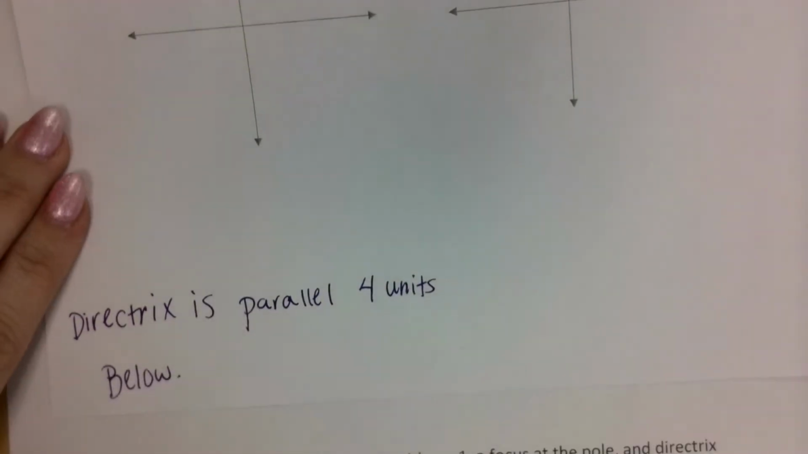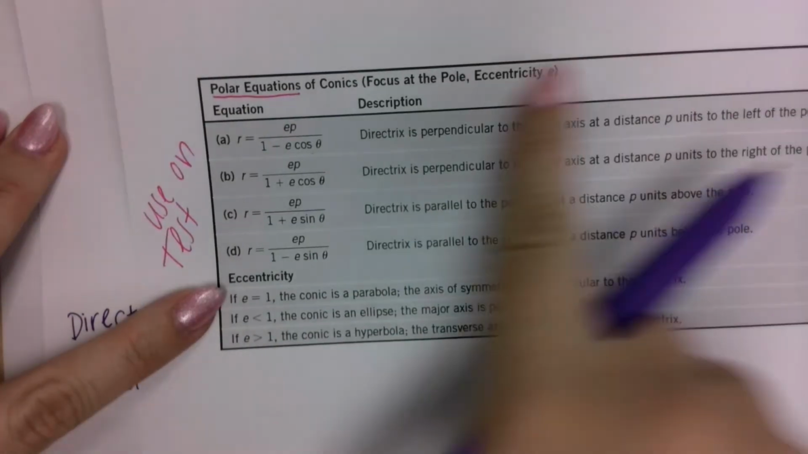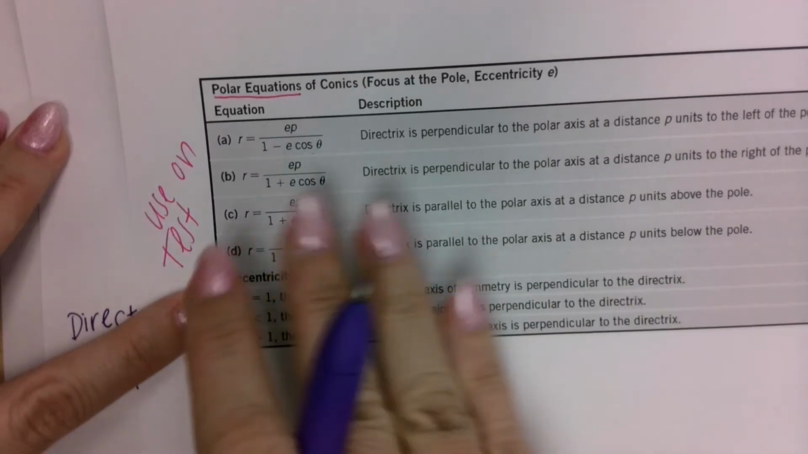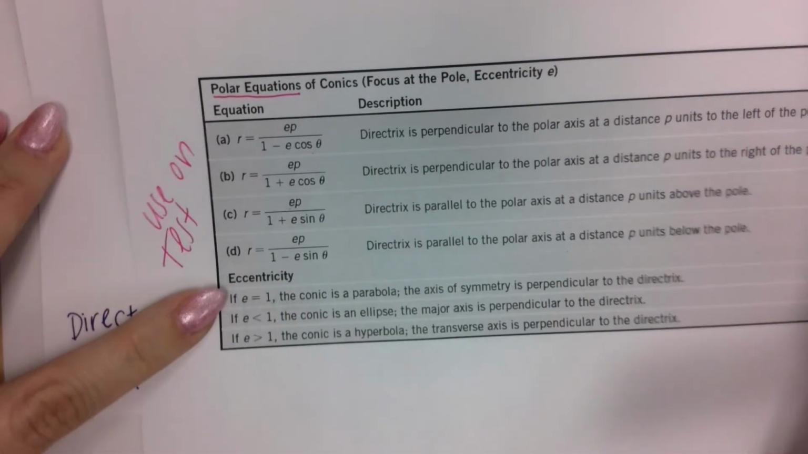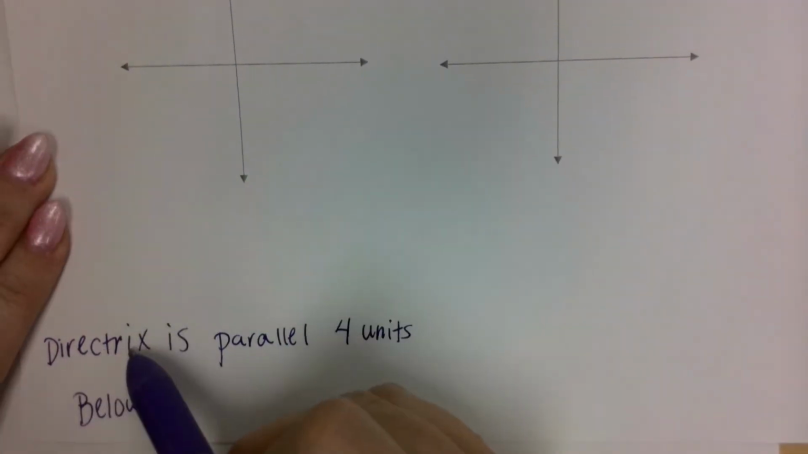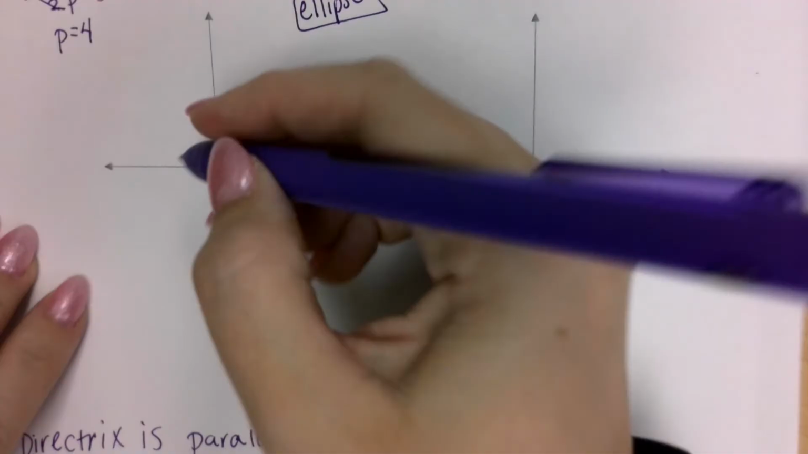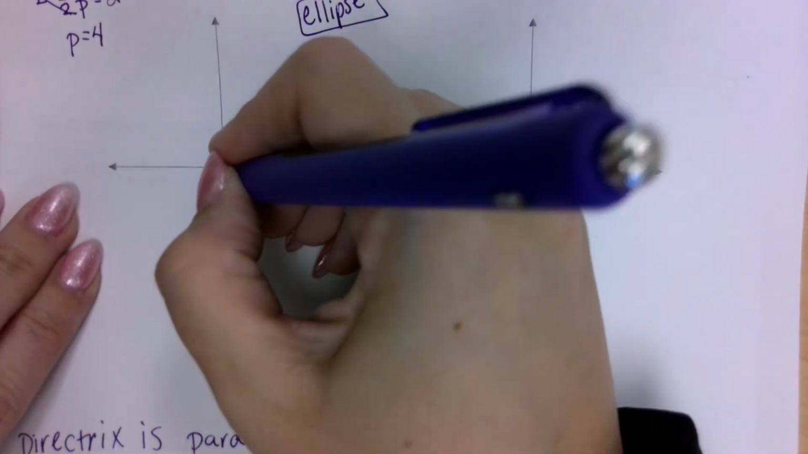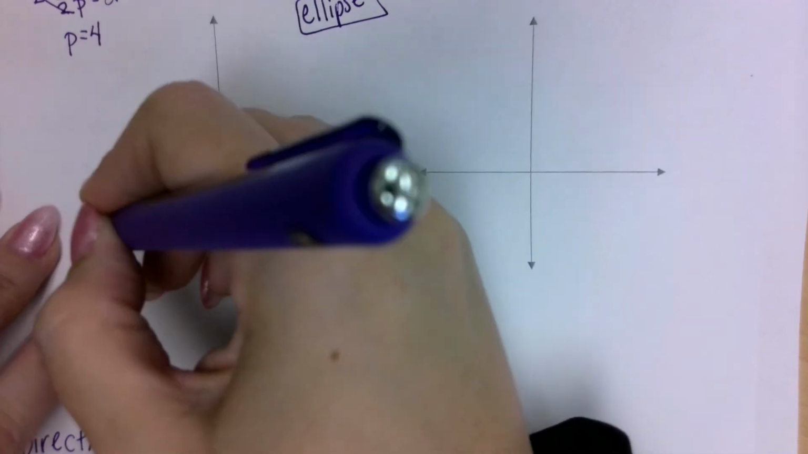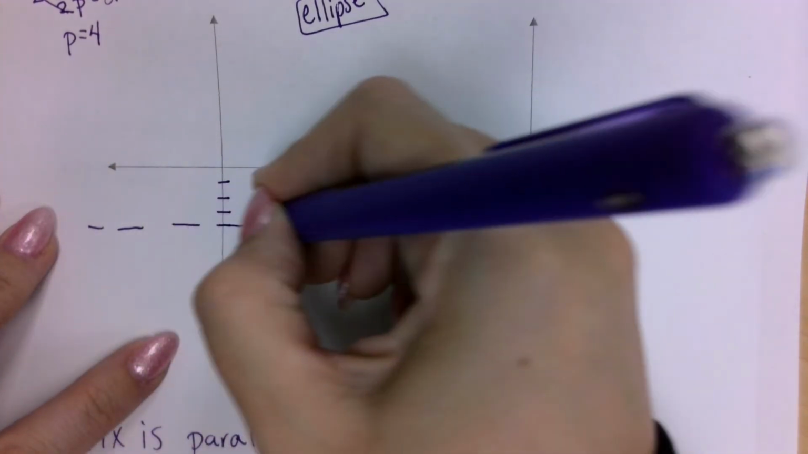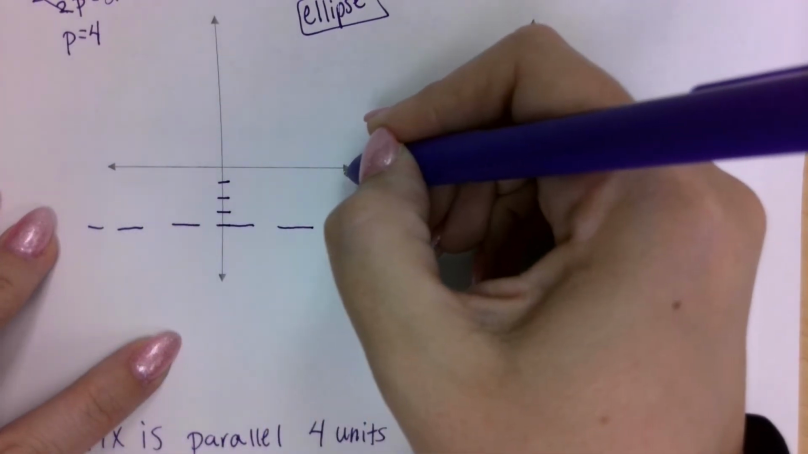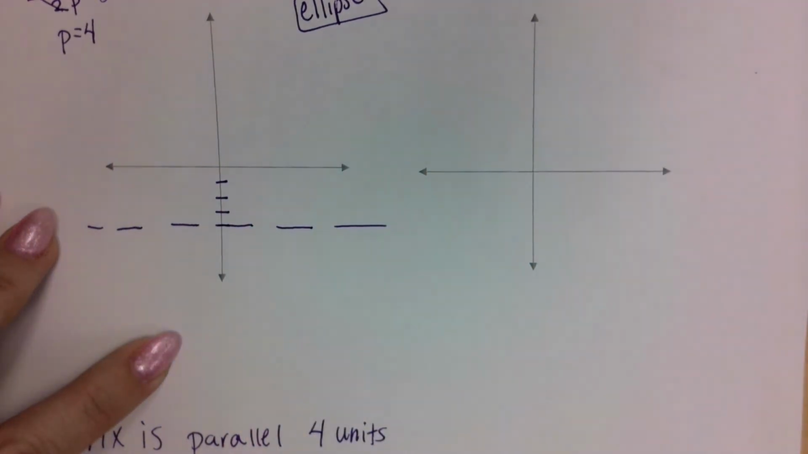Okay, I just copied it down from the sheet, and remember, you get to use this chart on your test. So you do not have to memorize this, you're just copying it down. So that means that our directrix is 4 units below, and it's parallel. So 1, 2, 3, 4. Here is our directrix. It's parallel to this one, and it's 4 units below the pole.